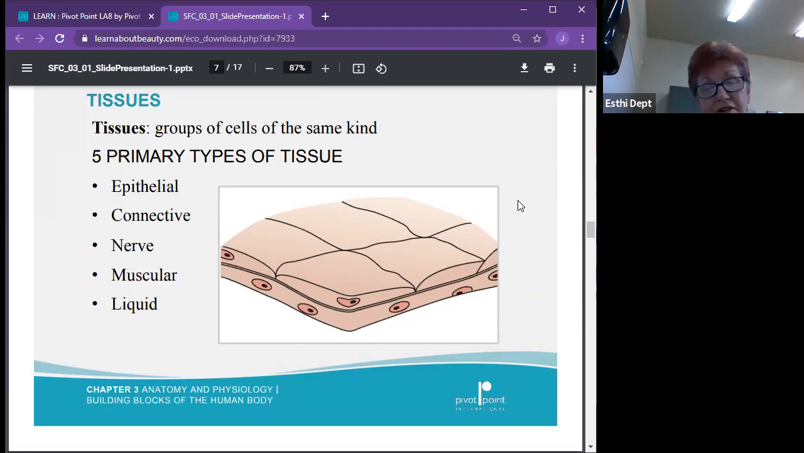Okay, your muscular tissue contracts to produce motion. It contracts to produce motion, so we can move around, right? And then your liquid tissue is going to carry food, waste products, I guess you could say, and hormones. So food, waste products, and hormones. That's what it carries.